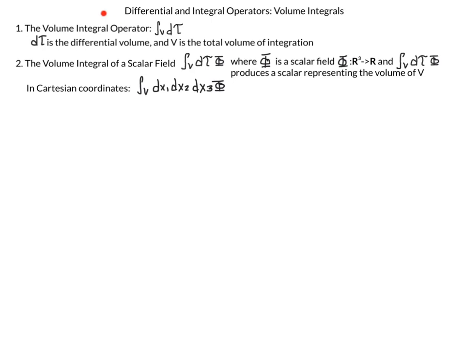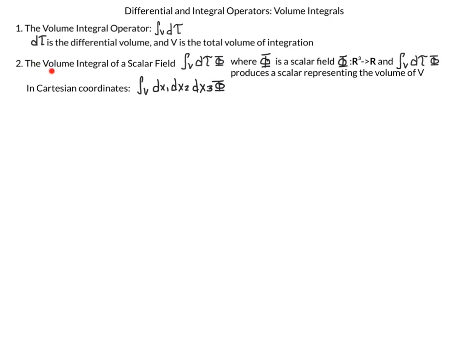We start with talking about the volume integral operator, and there's not much to say except that this is what it looks like. The symbol is the integral over V of volume, d tau, where d tau is the differential volume, and V is the total volume of integration.